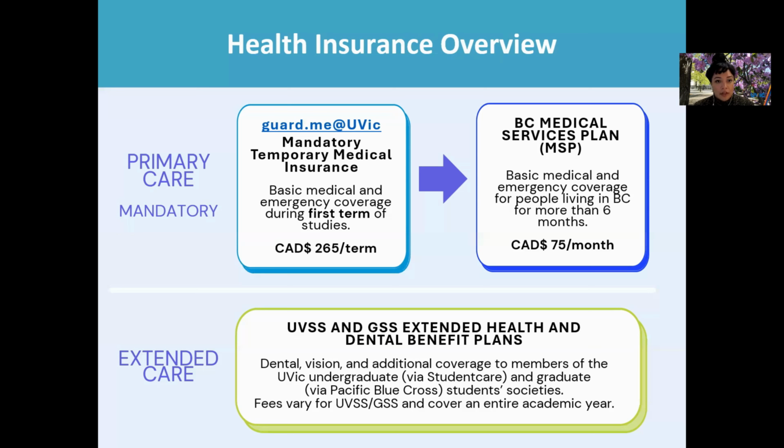This is the health insurance that all BC residents will have. So if you're an international student that is going to be studying in Victoria for more than 6 months, you need to get it as well. And it is $75 a month. And I'll explain a little bit more as we go on today on how to apply and how to ensure that you're properly covered with your BC MSP.